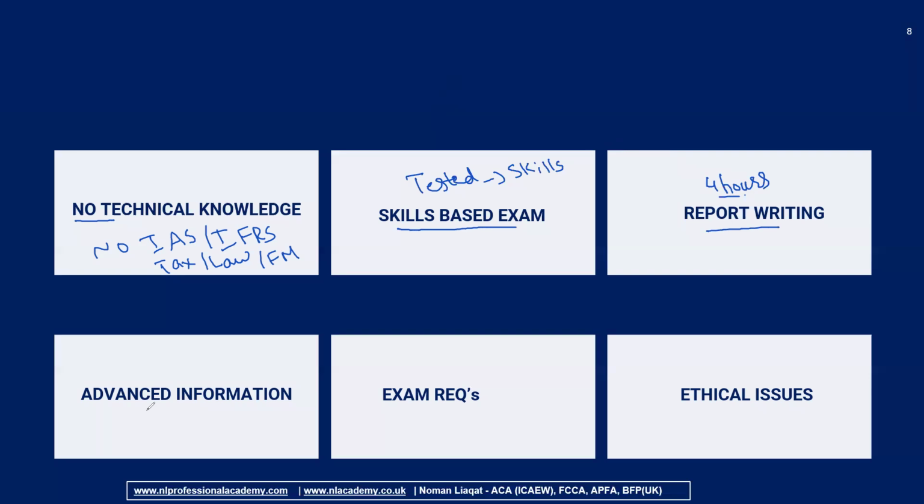Next, we have advanced information. It uses the advanced information. What is advanced information? How will it look? We will discuss that in the very next point after this. Then we will talk about exam requirements. What are exam requirements? How many exam requirements would there be? That is the very next point. And then we will talk about ethical issues. What are ethical issues? Because ethics are very important for the ICAEW exam.